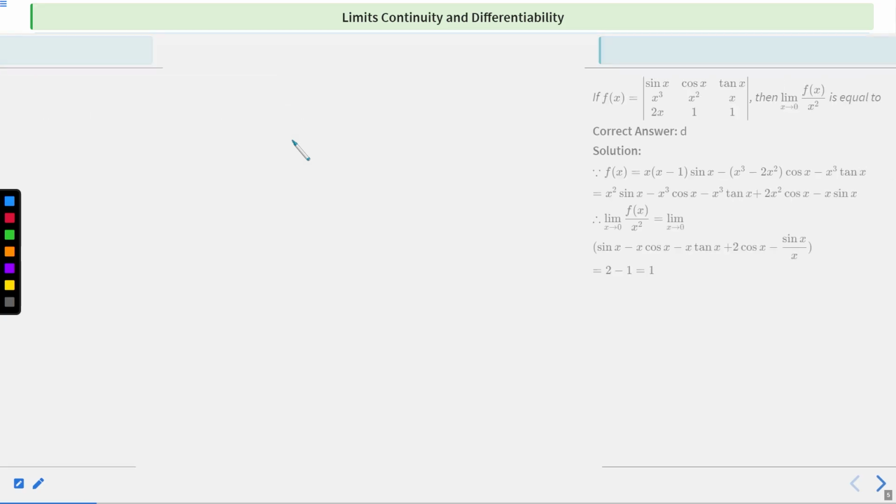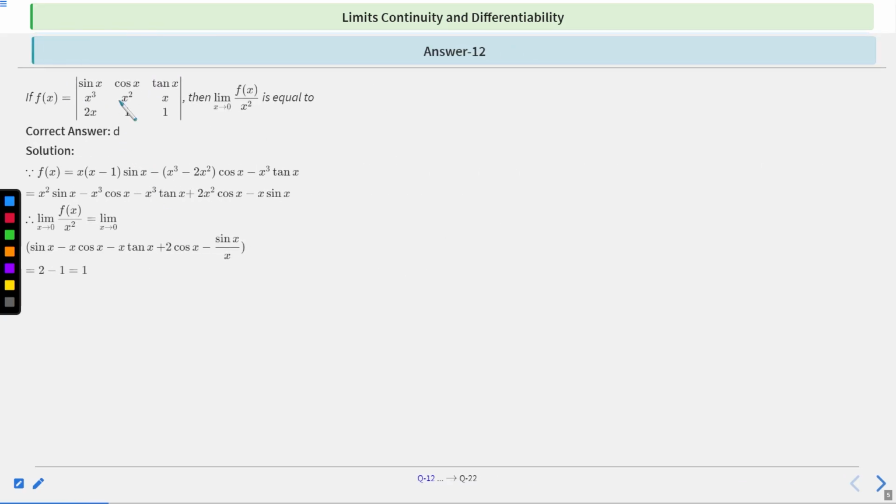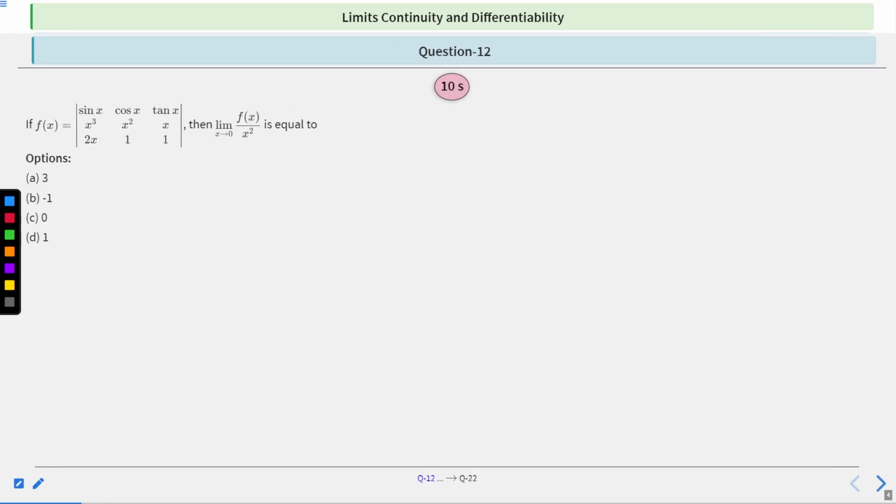Okay, let's discuss the solution. After solving this determinant, you will get f(x) as x into (x minus 1) into sin x minus x cube minus 2x square into cos x minus x cube tan x, and it is equal to x square sin x minus x cube cos x minus x cube tan x plus 2x square cos x minus x sin x. Therefore, the limit as x tends to 0 of f(x) upon x square is equal to the limit as x tends to 0 of (sin x minus x cos x minus x tan x plus 2 cos x minus sin x upon x), which is 2 minus 1. So the answer is 1. Clear? So I think option D is the right choice.